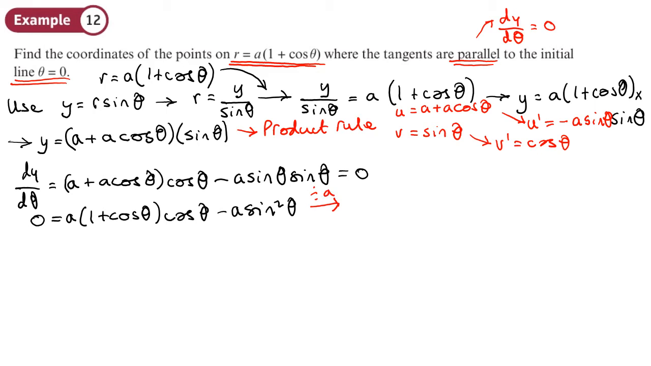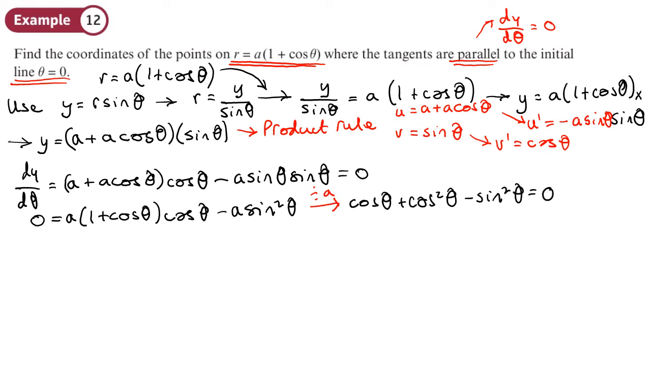That means that a is gone. It makes it a little bit easier to deal with, and actually then I can expand the brackets. I can forget about the a, and I will have cos theta, this is expanding the brackets as well, plus cos squared theta, so the a just goes because we've cancelled that out, minus sine squared theta equals 0.